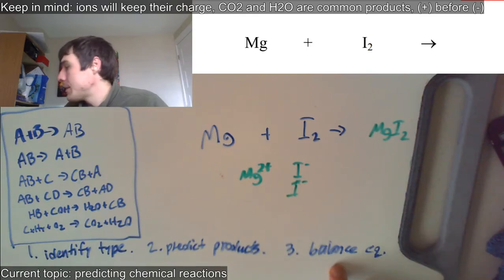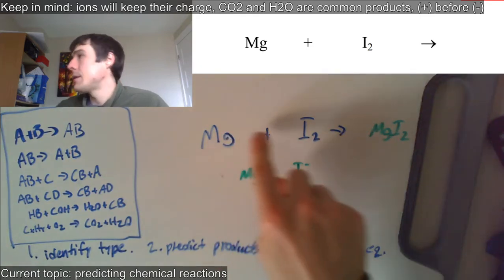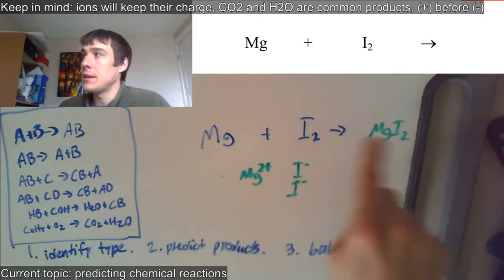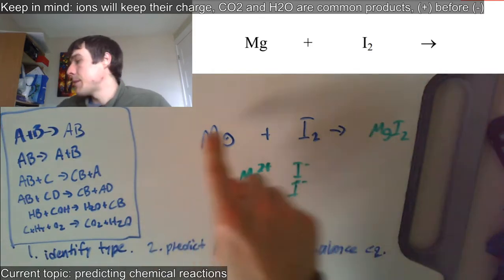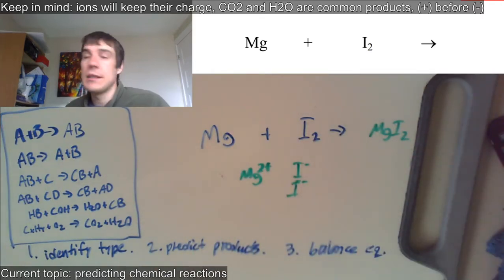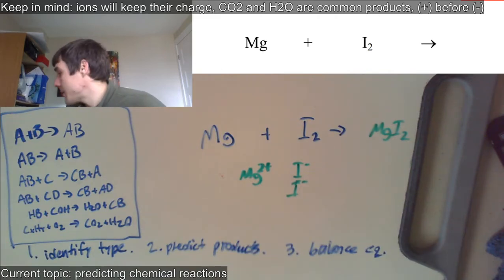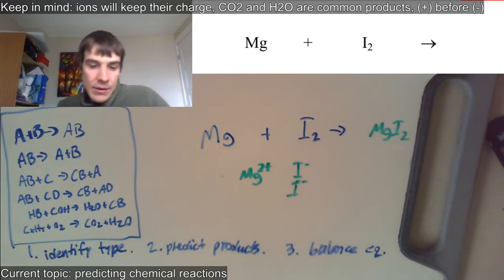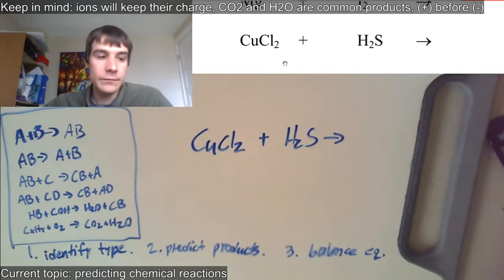Now we have to balance the equation, and wouldn't you know, this is already balanced. Magnesium and iodine. Magnesium iodide, we've got 1 magnesium, 2 iodines, 1 magnesium, 2 iodines. That's okay. That's not going to happen every time for synthesis reactions, but in this case it works out. Okay, we'll go to the next, I'll set up the next one.